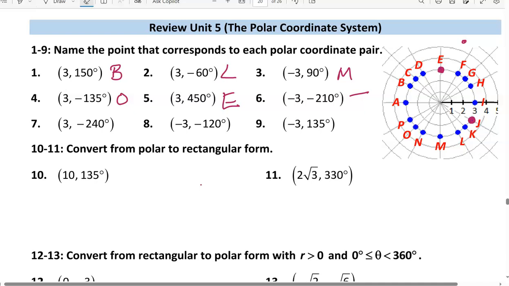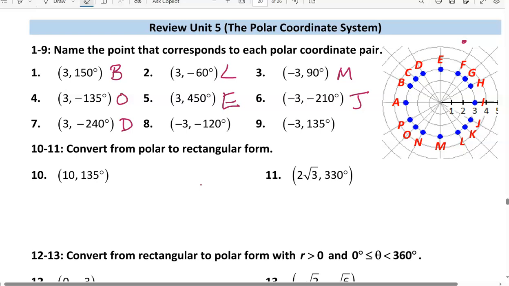For number 7, we have the point 3, negative 240. So we need to rotate negative 240 degrees, which is a half turn and an extra 60, and that brings us to point D.